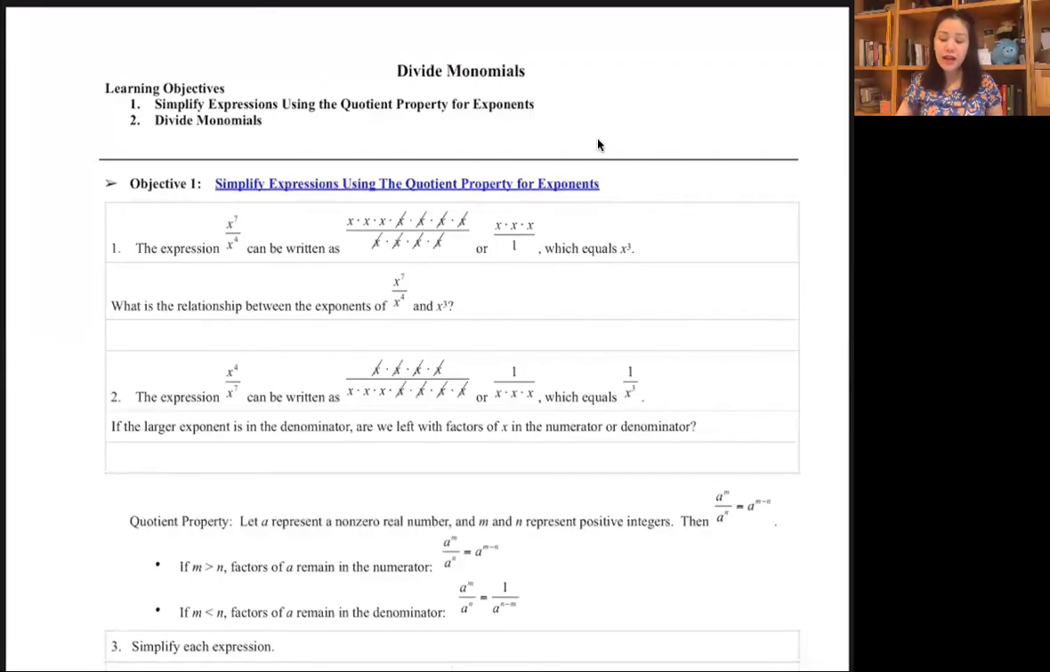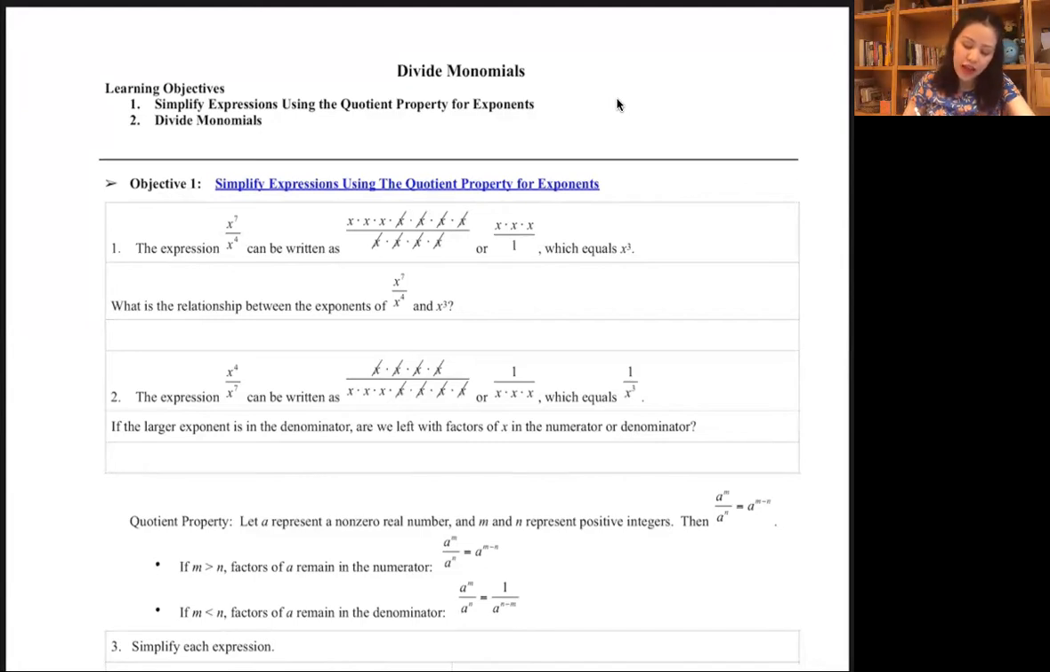Hi, today's topic is divide monomials. Mono means one, so divide monomials means we divide one term by another. For the first learning objective, we're going to learn how to simplify expressions using quotient properties for exponents. And for the second objective, we're going to go through some problems on how to divide monomials.